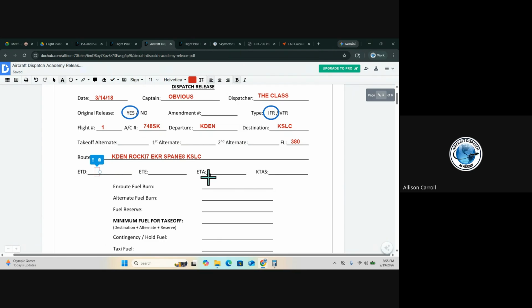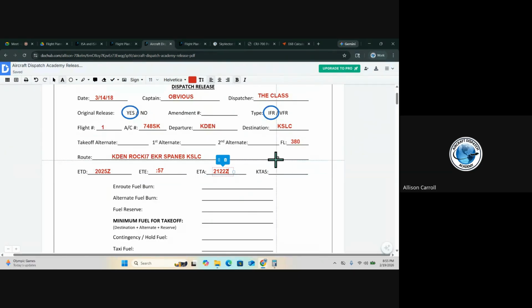All right, our estimated time of departure was at 2025 Zulu. Now our estimated time en route has changed by 1 minute, right? It's 57 minutes en route, not 56. So now our ETA changes. Remember, originally it was 2121 Zulu. Well, guess what? That means it's 2122 Zulu by 1 minute.